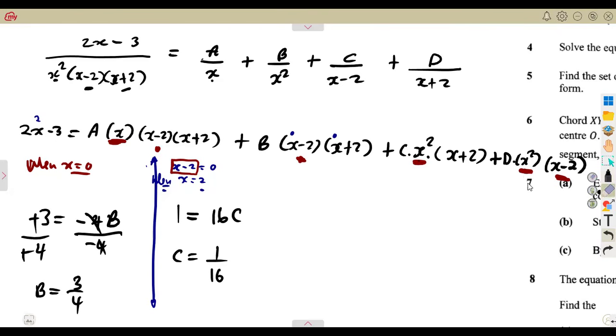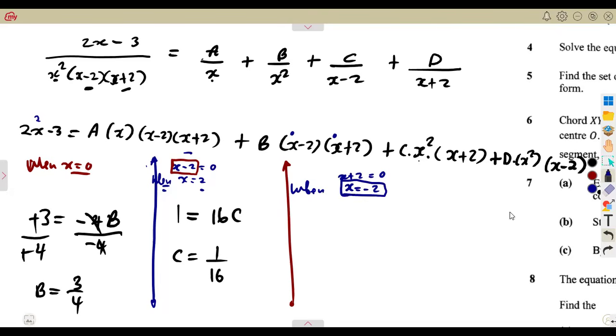Let's consider another part. So we're going to consider another part. Let's just say the bracket of x plus 2 this time. Considering the bracket of x plus 2, if x plus 2 is equal to 0, it means x must be equal to minus 2. So when x is equal to minus 2, we are going to substitute here minus 2.